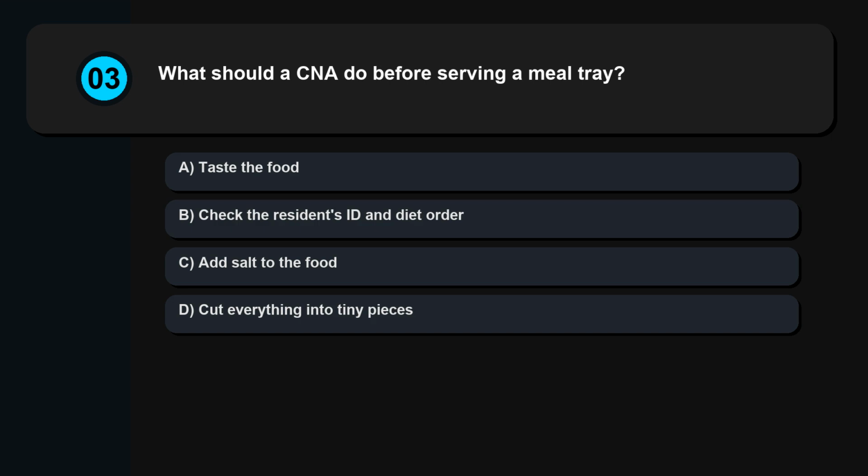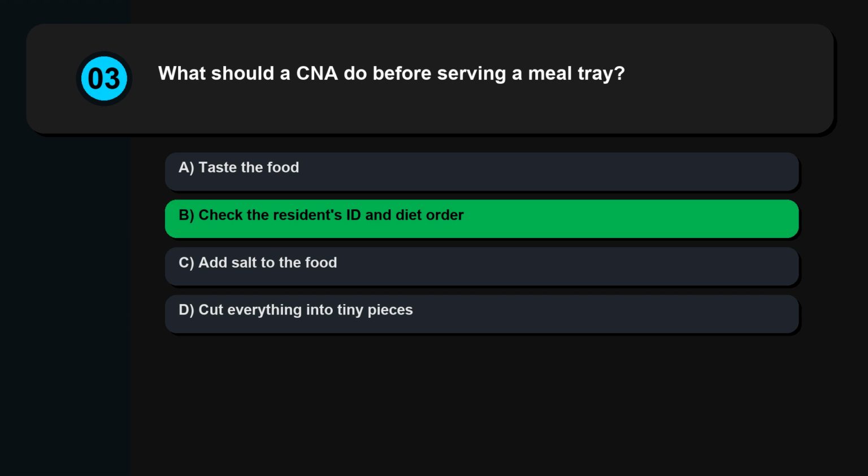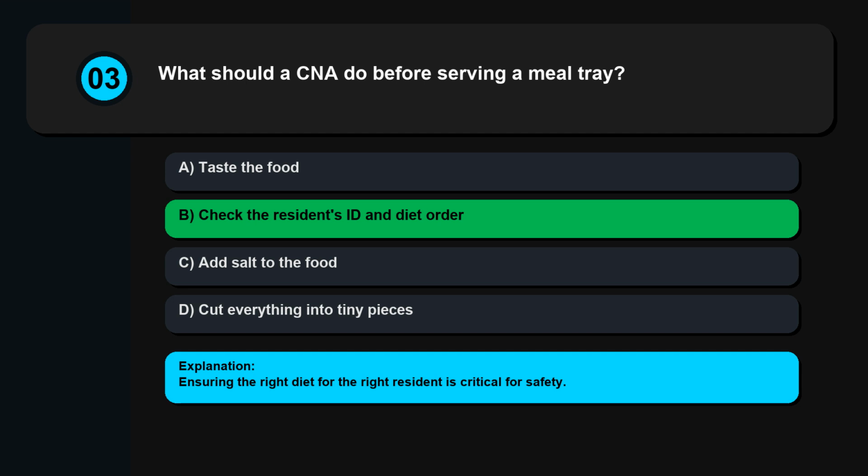Question 3. What should a CNA do before serving a meal tray? Taste the food. Check the resident's ID and diet order. Add salt to the food. Cut everything into tiny pieces. Ensuring the right diet for the right resident is critical for safety.